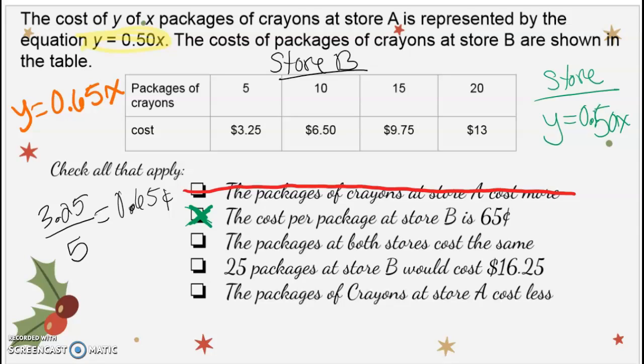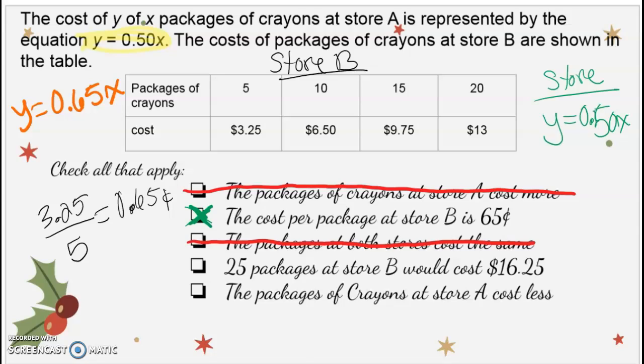The packages at both stores cost the same. Is that true? Absolutely not. We just found that it was 65 cents for store B and 50 cents for store A. Those are not the same numbers. 25 packages at store B would cost $16.25.